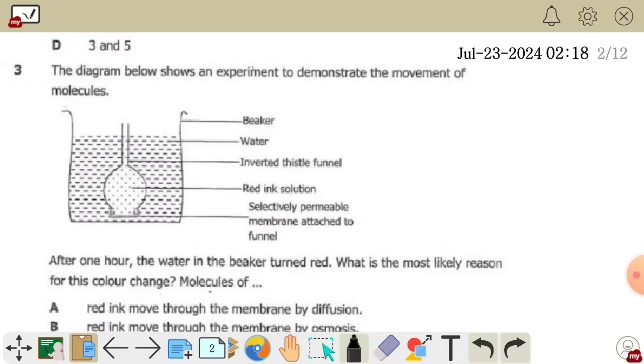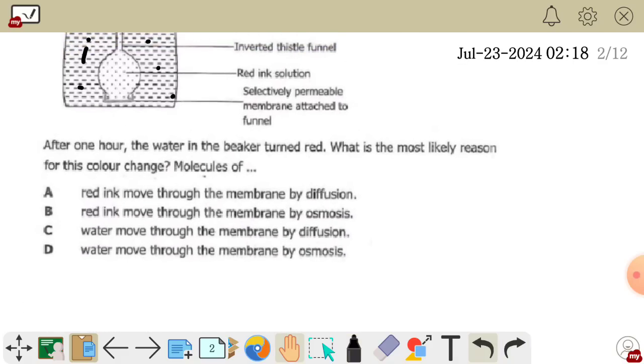After 1 hour, the water in the beaker turned red. What is the most likely reason for this color change? A, molecules of red ink moved through the membrane by diffusion. B, red ink moved through the membrane by osmosis. C, water moved through the membrane by diffusion. And D, water moved through the membrane by osmosis.